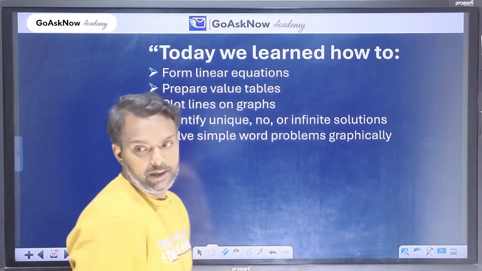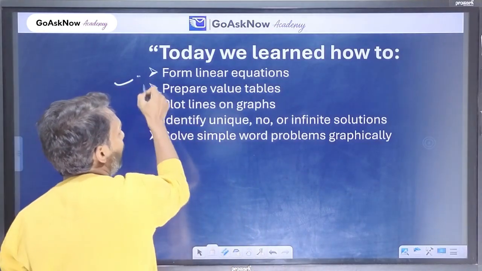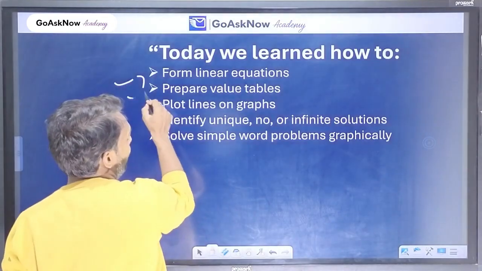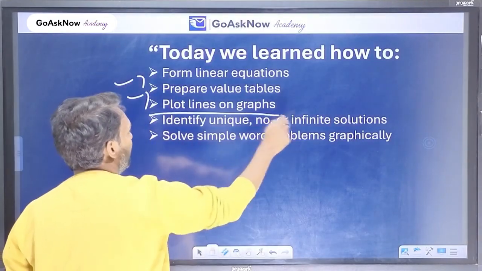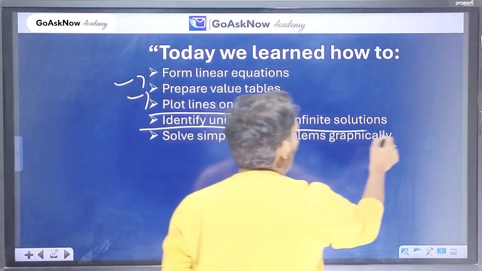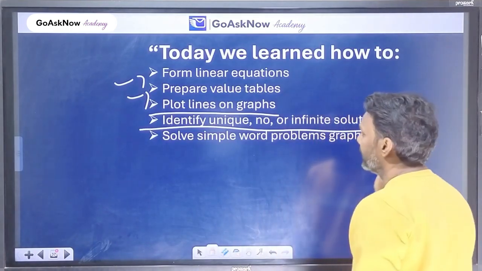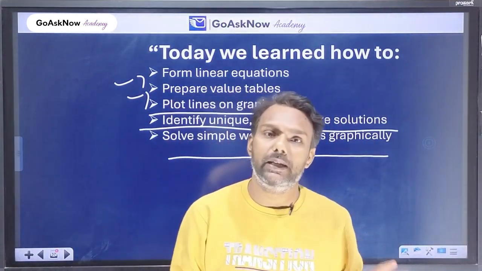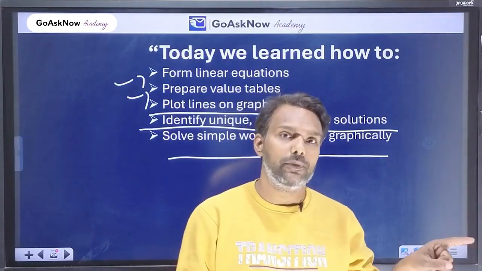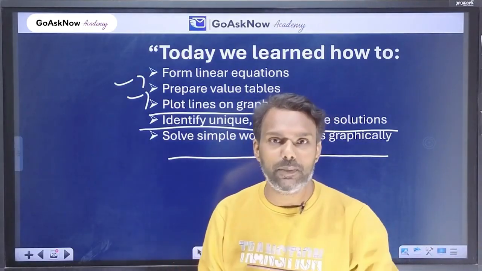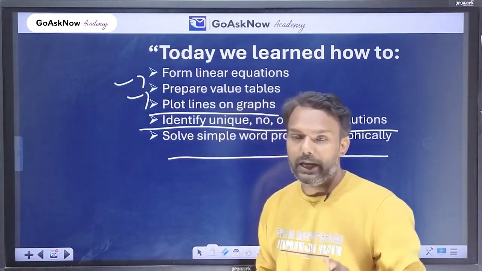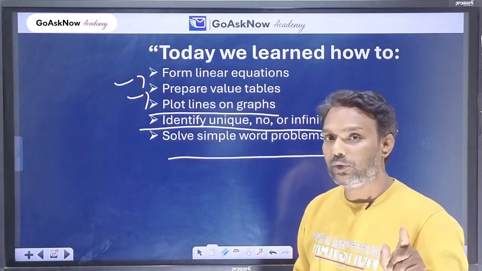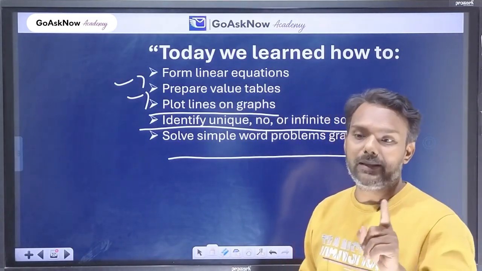So today we have learned how to form a linear equation, prepare a value table, plot lines on the graph, identify unique, no or infinite solutions, and solve simple word problems graphically. Algebraically, we are going to solve it in the next class with the help of the substitution method and elimination method in part 2. In part 2, we will solve exercise 2 and exercise 3 together.